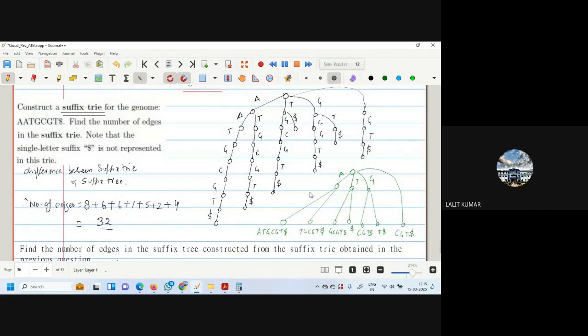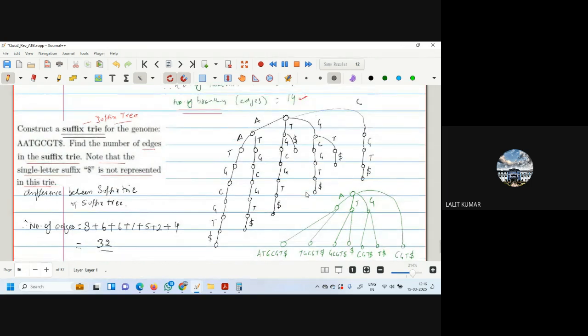Now, the next question is: construct a suffix trie for the genome AATGCGT$ and find the number of edges in the suffix trie. Note that the single letter dollar is not represented in this trie. So please remember the difference between suffix trie and suffix tree. In a suffix tree, we condense all this into one, but in a suffix trie, everything is there.